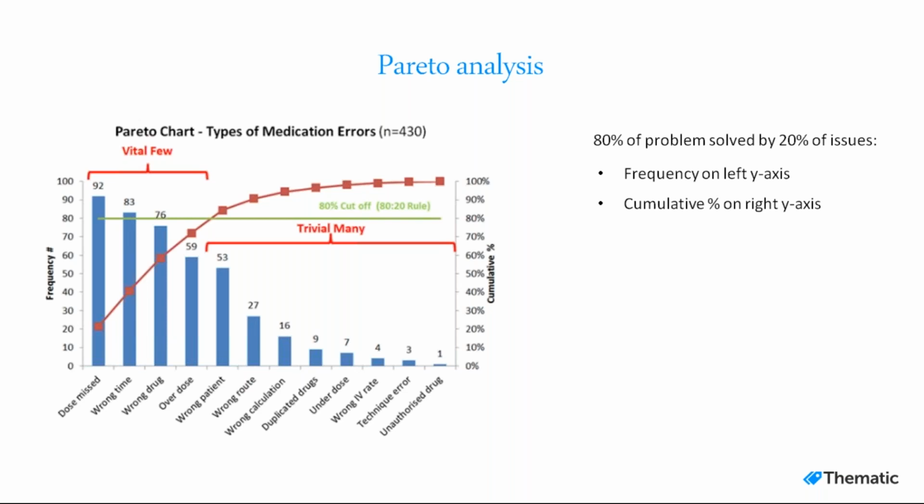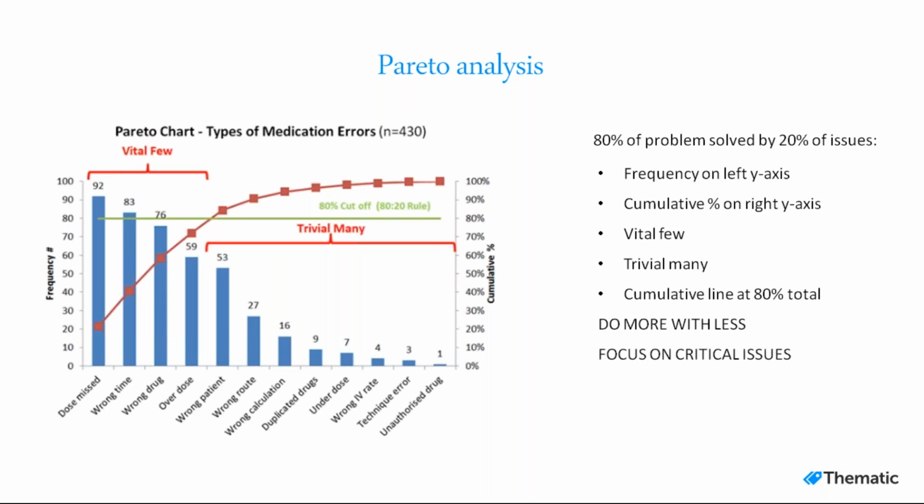So you can see that the red line here on the first bar, this one, 92, represents 20% of the total issues. And then together, these two bars, you can see from this dot, represents 40% of the issues. When you get to this one, it represents 60. And then up here, you're finally getting to the 80% cumulative cutoff. So if you were to work on these four vital issues, vital few, you could ignore the trivial many and see roughly 80% of your problem solved. So that is the idea behind Pareto analysis, and that can help you to do more with less and focus on your critical few issues.